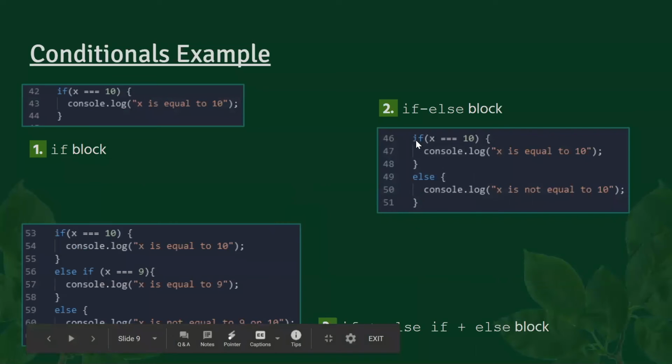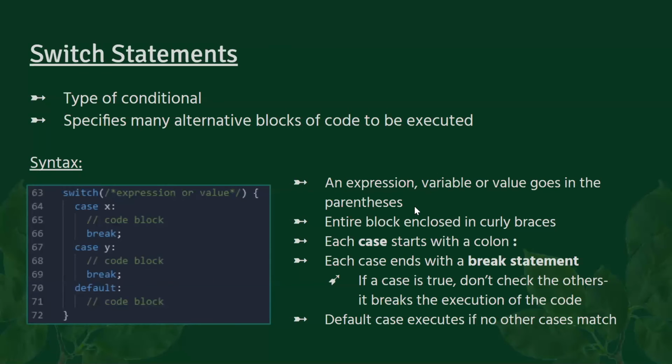Notice how with if and else, each has its own curly bracket set. Not with the switch statement. Once you say switch, you don't close your curly brackets until you want it to end. Each case starts with a colon, and each case ends with a break statement. Break in code just means take a break, stop. If a case is true, it doesn't check the others.